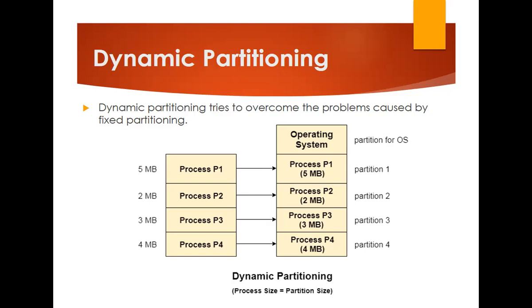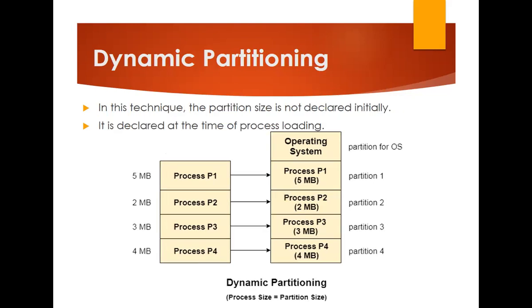But in dynamic partitioning, it arranges the partition according to the process size, so it just fits the process. Let's check it. As you see, process 1 size is 5 megabytes, partition 1 size is 5 megabytes. Process 2 size is 2 megabytes, partition 2 size is 2 megabytes. So it creates the partitions according to the process size. In this technique, the partition size is not declared initially.